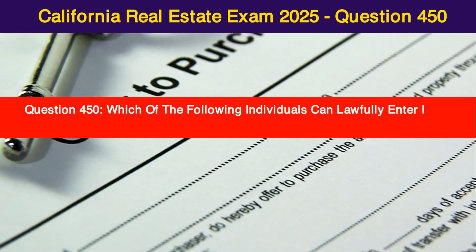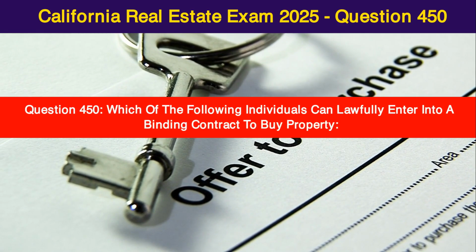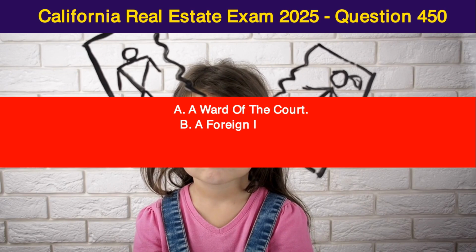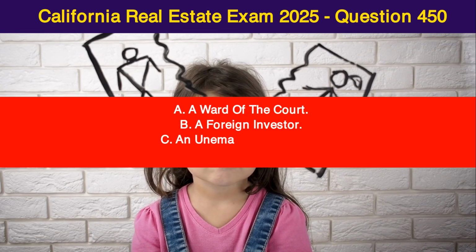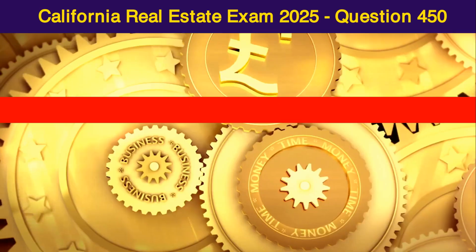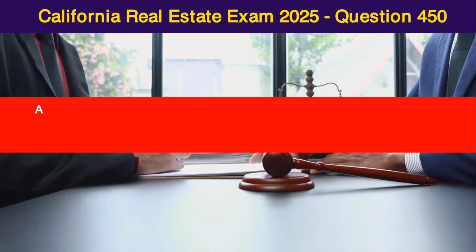Question 450. Which of the following individuals can lawfully enter into a binding contract to buy property? A. A ward of the court. B. A foreign investor. C. An unemancipated minor. D. None of the above. Correct answer is B. A foreign investor.